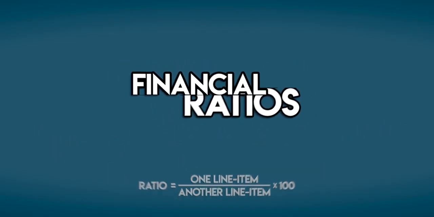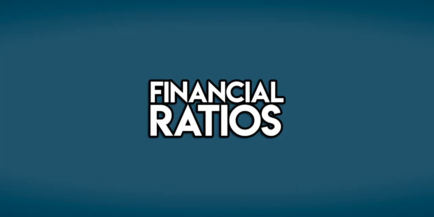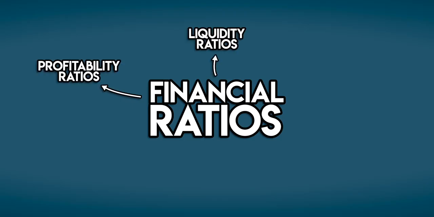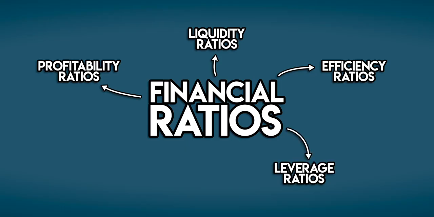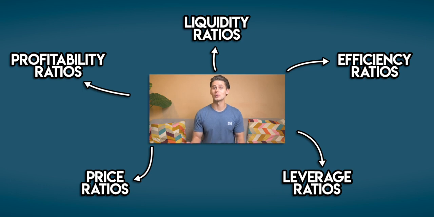What types of financial ratio are there? I like to break them down into 5 main groups: profitability ratios, liquidity ratios, efficiency ratios, leverage ratios, and price ratios. Now I'll show you how to work out 25 of the most popular financial ratios that live in each of these groups.